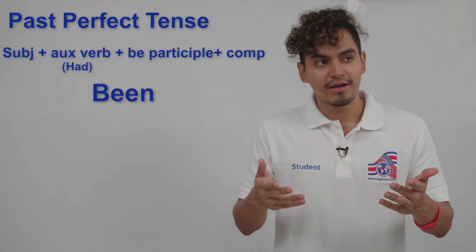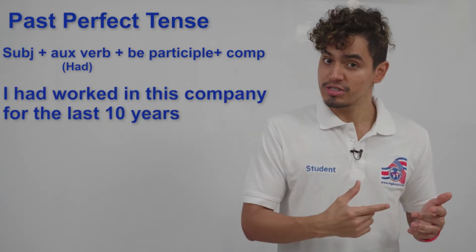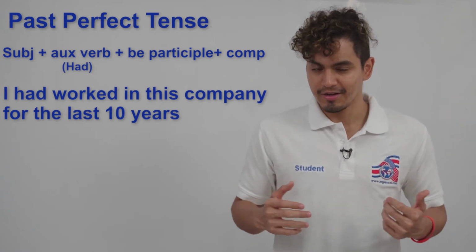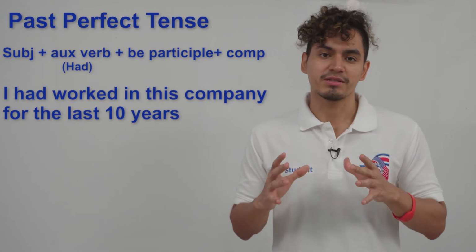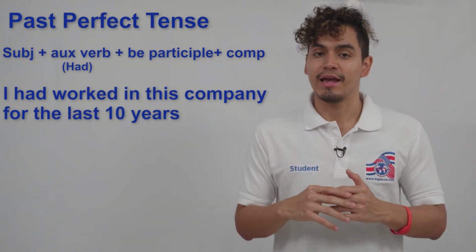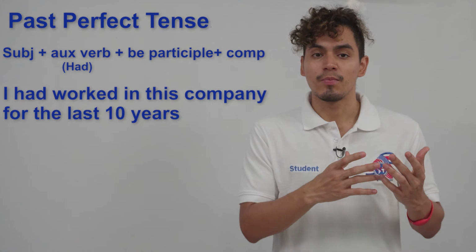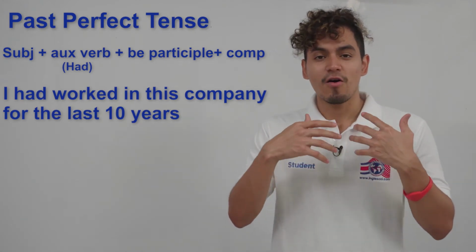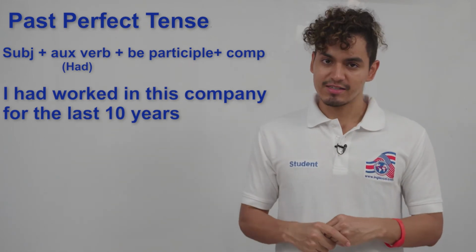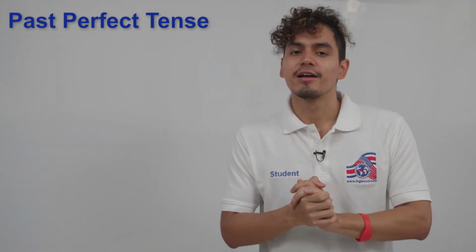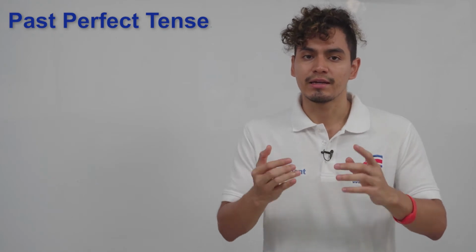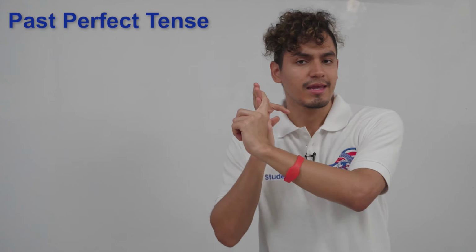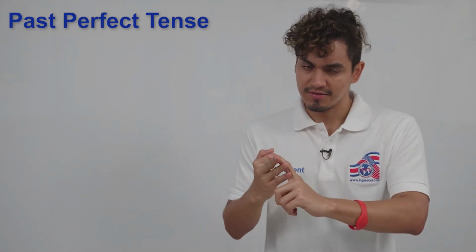For example, I had worked in this company for the last 10 years, okay? Which means, yo había trabajado en esa empresa por los últimos 10 años. All right? Now, let's do the practice. First, how can we use it in negative sentence, in affirmative sentence, and in interrogative sentence?